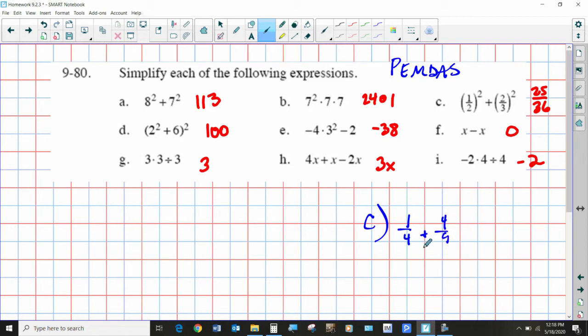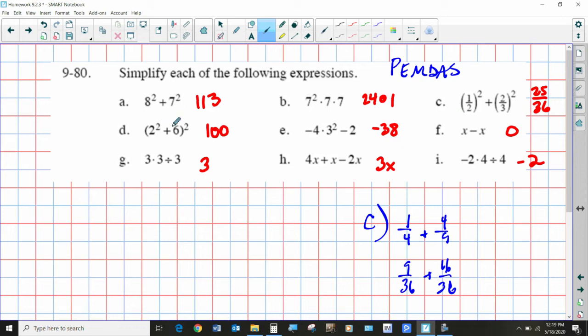Now you're going to have to get a common denominator, which would be 36. So 9 over 36 plus 16 over 36. Remember our coat of arms, the idea of doing the cross multiplication. Basically, 1/4 times 9 over 9 is 9 over 36, and 4 9s times 4 over 4 gives you your 36 denominator as well. So that's how you get your 25 over 36.